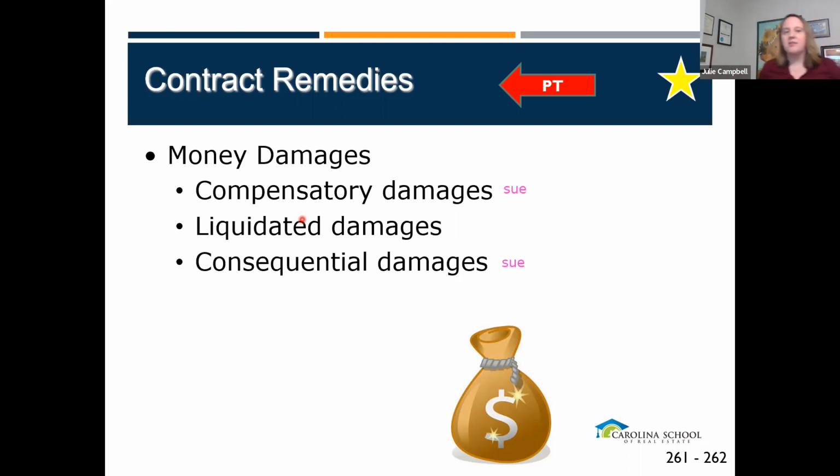Liquidated damages in our offer to purchase and contract is the recourse for the seller in the event of buyer breach. So the seller knows if the buyer breaches, these will be my liquidated damages. This is how much I'm going to get. We will talk more about liquidated damages next week when we get into Unit 10. Questions on the money damages?